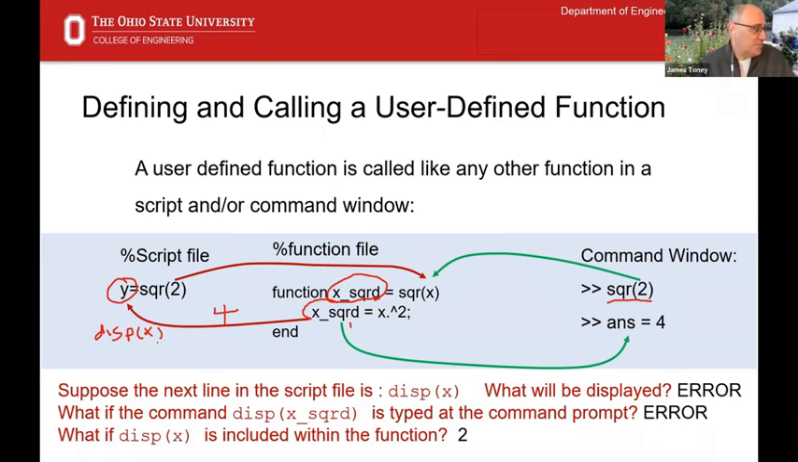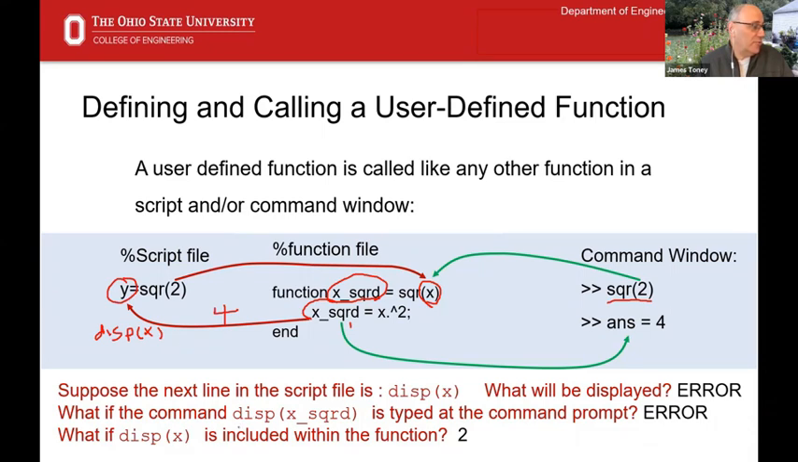The answer is because this variable x is only defined within the function. The terminology for that is the scope of the variable is only within this function. So once this function is done running, that variable gets erased from memory. It's not there anymore. So the main program does not know anything about the variable x or the variable x_sqrd. Those only exist within the function.